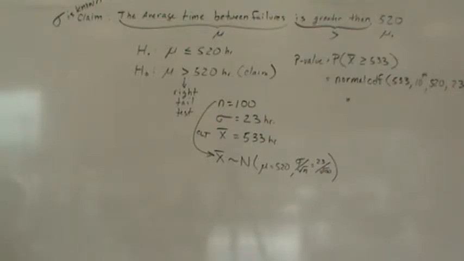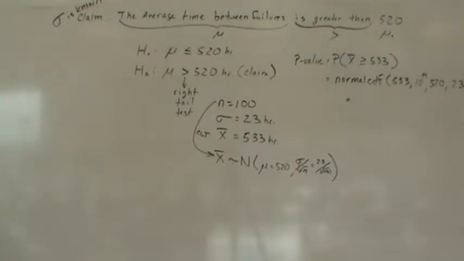Okay, so here we go. We're going to do 520, 2.3. And I want 533. And yeah, it gives me 0. So it must be a really small p-value.